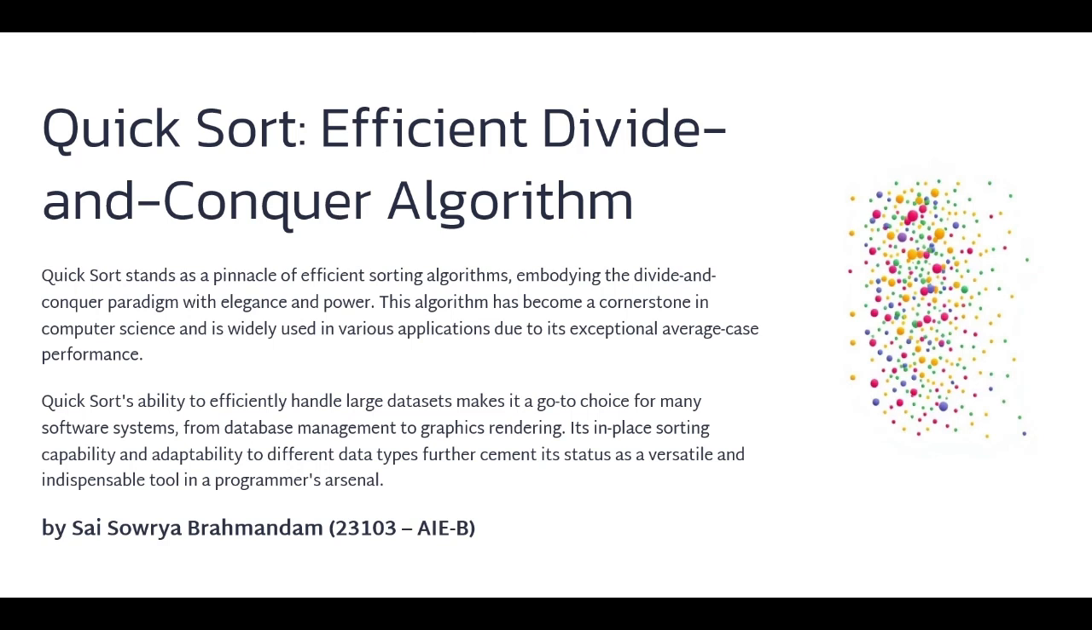Quicksort is an efficient divide and conquer algorithm. Quicksort stands as a pinnacle of efficient sorting algorithms, embodying the divide and conquer paradigm with elegance and power. This algorithm has become a cornerstone in computer science, widely used in various applications due to its exceptional average case performance. Quicksort's ability to efficiently handle large datasets makes it a go-to choice for many software systems, from database management to graphics rendering. Its in-place sorting capability and adaptability to different data types further cement its status as a versatile and indispensable tool in a programmer's arsenal.